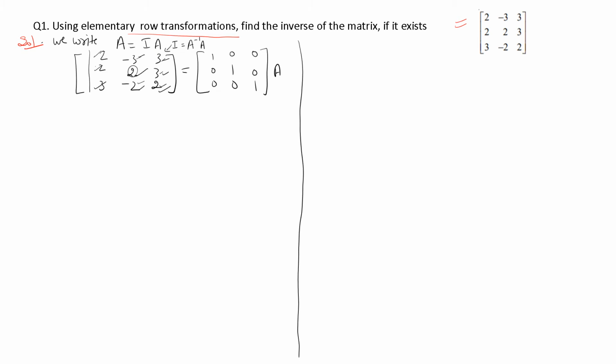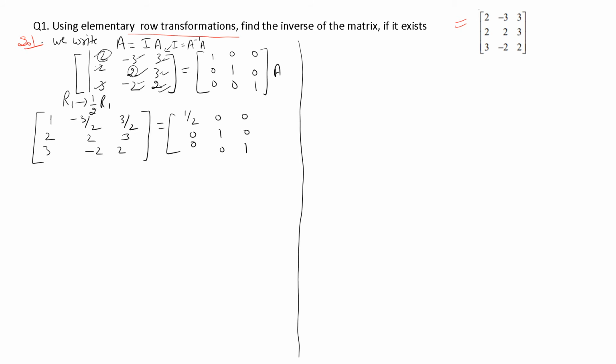So first of all, this is in row 1. Okay, think of the rows. So this element is present in row 1. To make it 1, I need to write it as half of R1. So half of R1 is your 1, minus 3 by 2, this is 3 by 2. The rest of the rows are same. Same thing is there, and this is A. Okay, now I need to make these two entries zeros using row 1. Okay, so the operations will be R2 minus 2 times R1, and R3 minus 3 times R1.